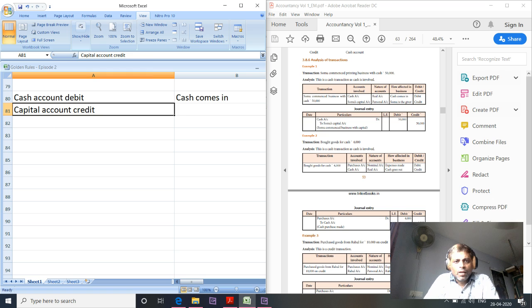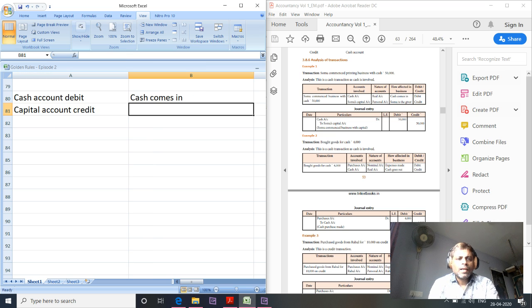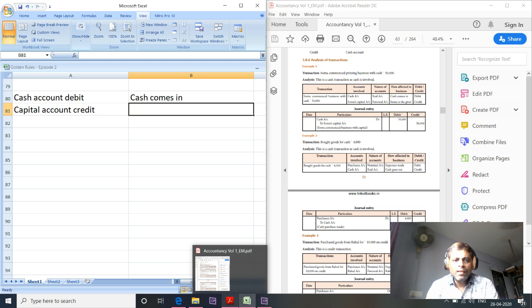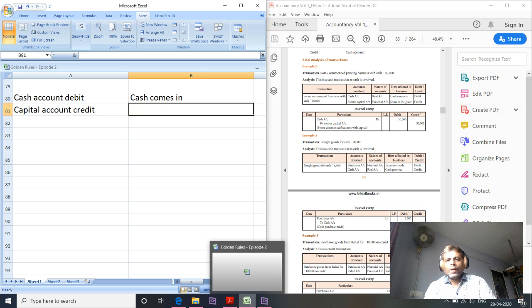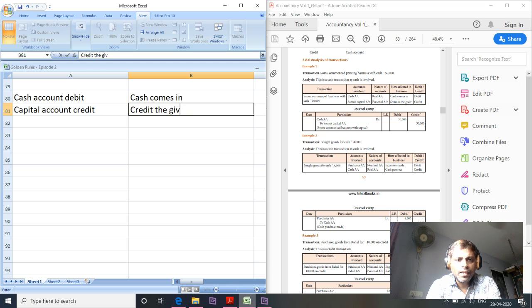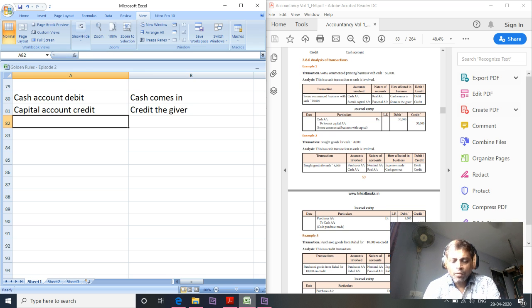Then capital account is always a liability account, always a credit account, credit balance account. We saw that in the earlier episode. And capital also, because Somu is bringing capital, it's a personal account. So the rule of personal account is credit the giver. So that is how cash account is debited and Somu's capital account is credited here. You can see the journal entries, cash account debit and 50,000 to Somu's capital account credit.